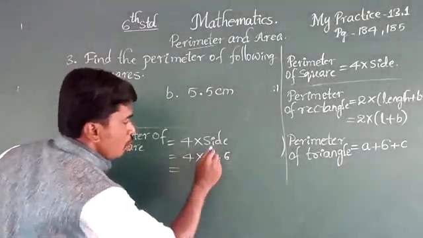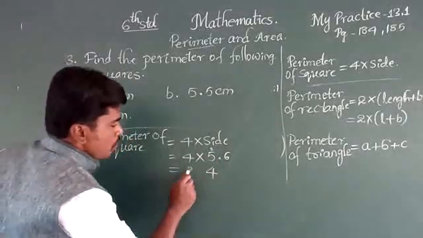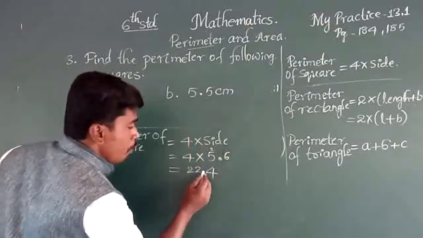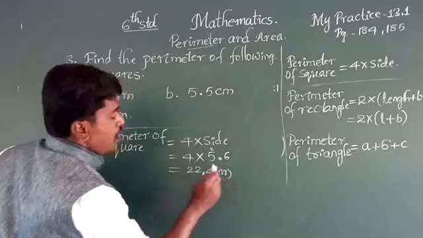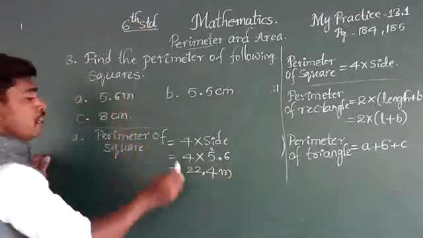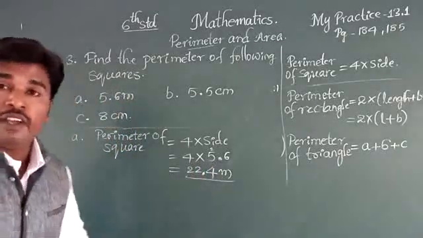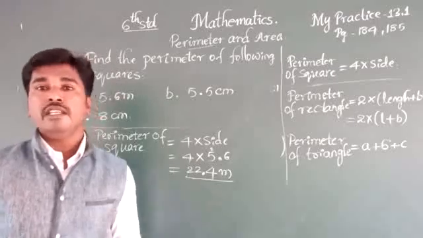4 right here, 2 carry. 4 5s are 20. 20 plus 2 becomes 22. Here the decimal point is there after one digit, so put the decimal point here. So it is meter. They have given the unit as meter. In the perimeter also you write the unit as meter only. If they give in centimeter, the perimeter unit is also centimeter.